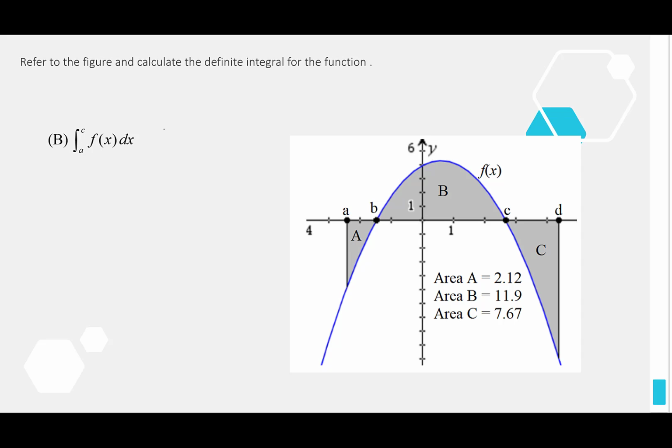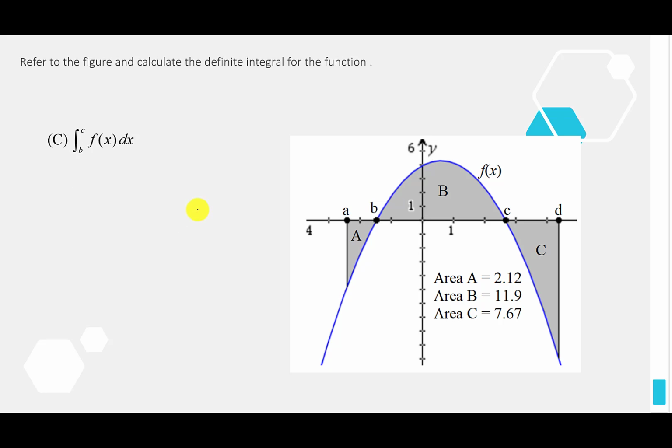For example B, I'm using the same figure, but I'm going to go from A to C. So A to B has the area A, B to C has the area B, so I'm going to have to put these two together. A, again below the x-axis, is negative 2.12. Then the area B above the x-axis is positive 11.9. That gives us an area of 9.78. So the negative comes away from the positive to give us our net area.